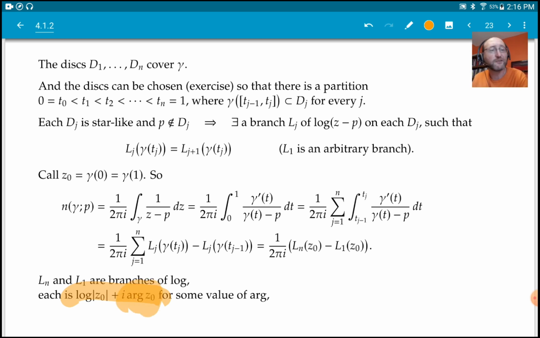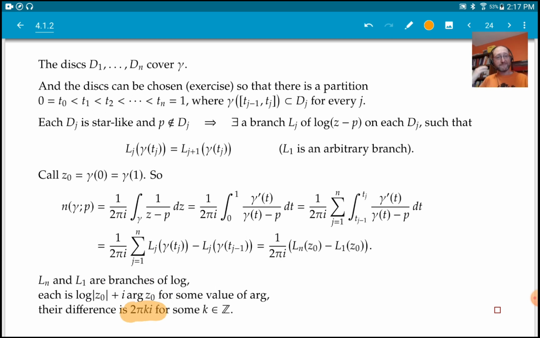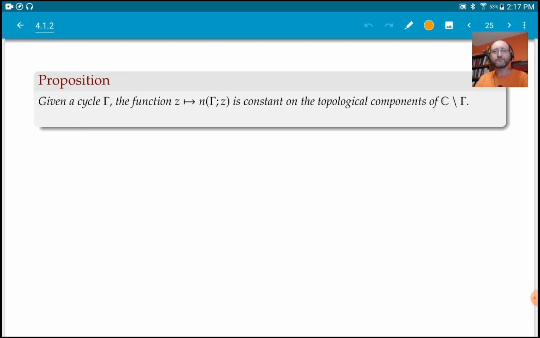But this argument, there are different values of the argument, but they all differ by a multiple of 2 pi. And so because of the i in there, I get 2 pi i, and the difference is some multiple of 2 pi i. So if I divide by 2 pi i, I get an integer. And so we proved the proposition. Okay, so the next result. So now we know that this is an integer valued function.